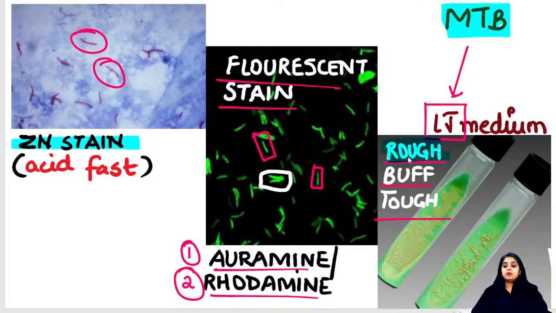Rough matlab, obviously rough is they are not going to be very shiny, they are very rough looking. Tough means you cannot remove them. Look at these colonies. You cannot remove them. They are very, very tough. They are very, very strong. And buff matlab, buff means cream color. Look at the colonies. Are they looking like shiny white? No, they are looking very off-white. They are looking very creamish in color.